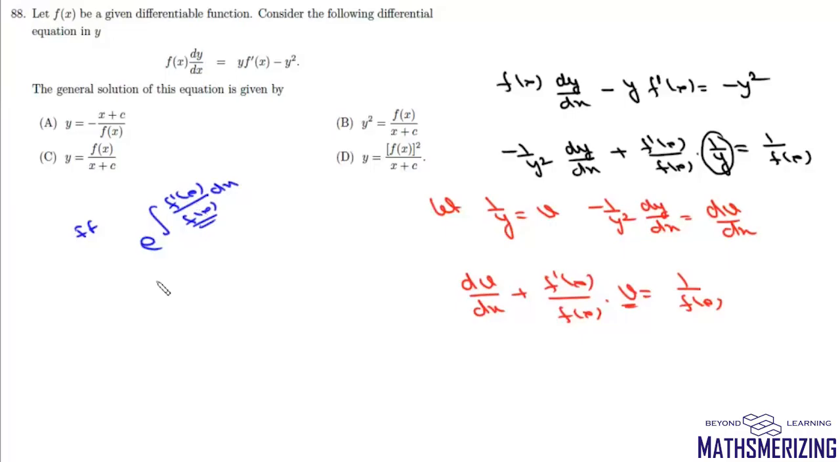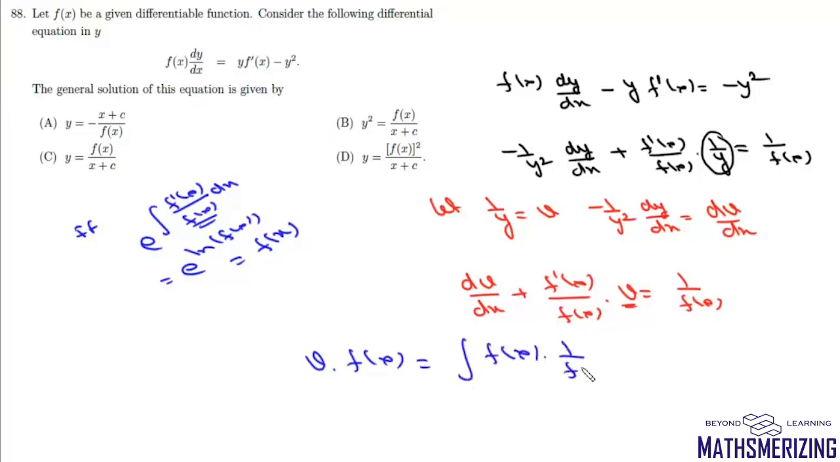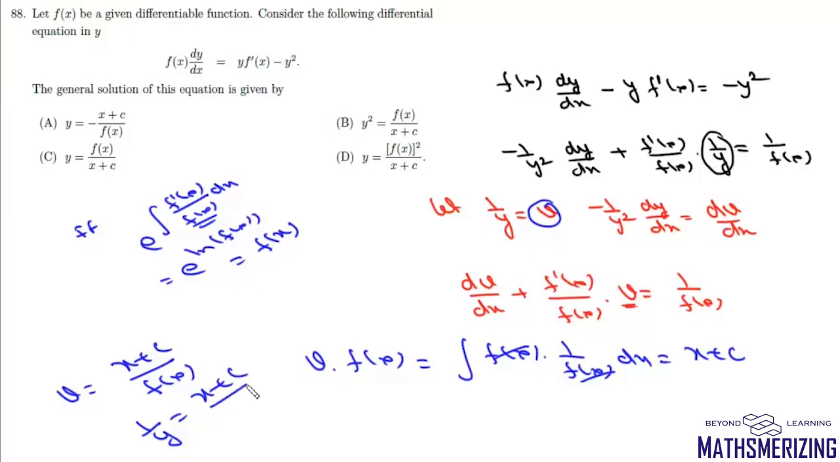Now we'll take f(x) as t, it will be dt. So it will be e to the power log f(x). So its integrating factor is nothing but f(x). So now we can write this result as v into f(x), and it will be equal to integral of f(x) into 1 by f(x) dx, which is simply x plus c. So we can write v as x plus c upon f(x), where the value of v is 1 upon y. So it will be 1 upon y equals x plus c upon f(x), or y is f(x) upon x plus c, and that's your option number C.